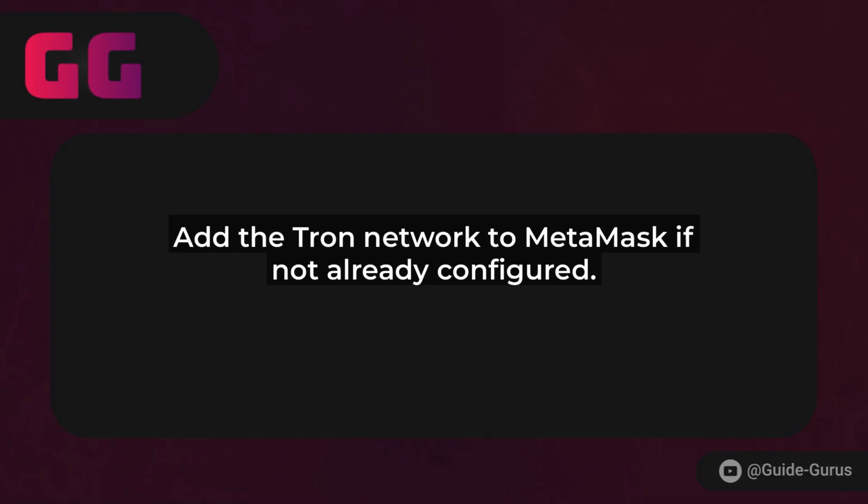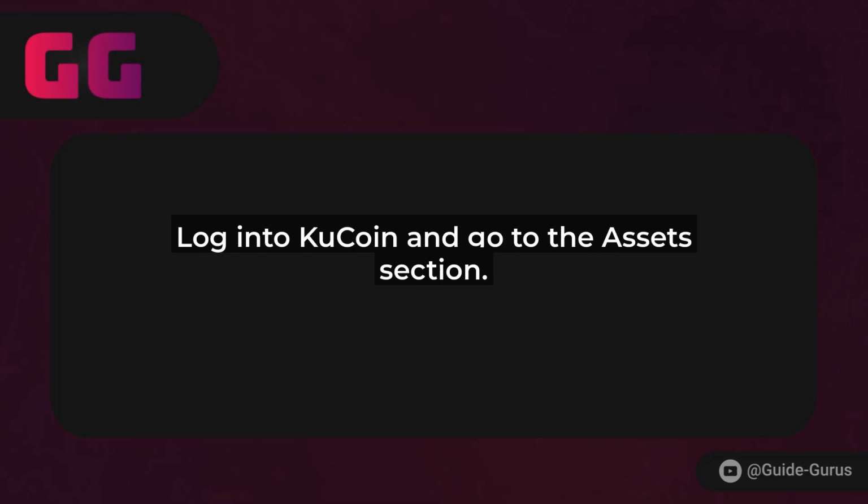Step 1. Log into your KuCoin account. Once you're in, navigate to the Assets section and find your TRX balance. Click on Withdraw next to TRX. You'll be prompted to select the network. Choose Tron, TRX, to ensure compatibility.